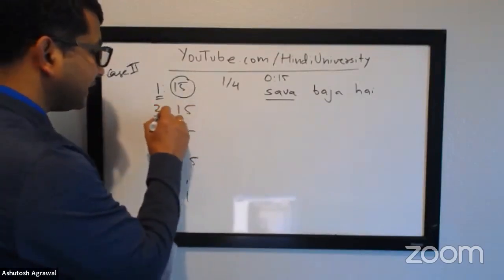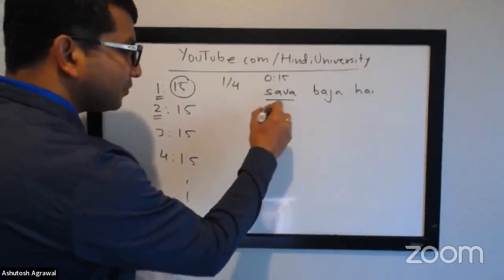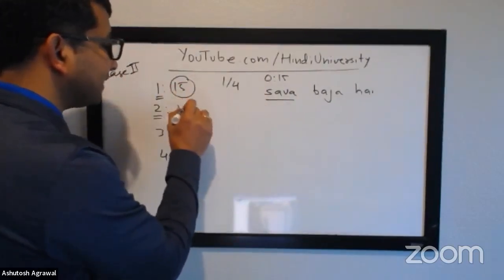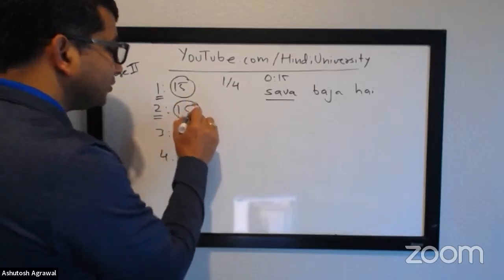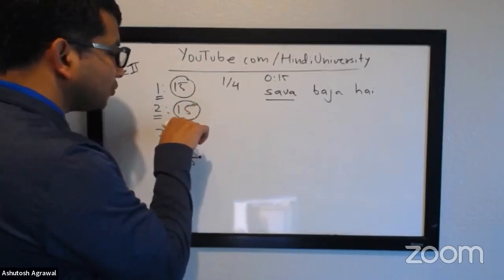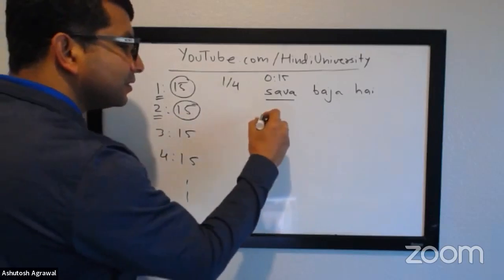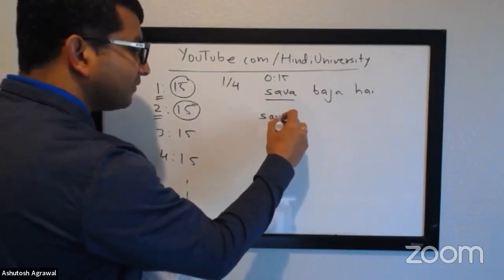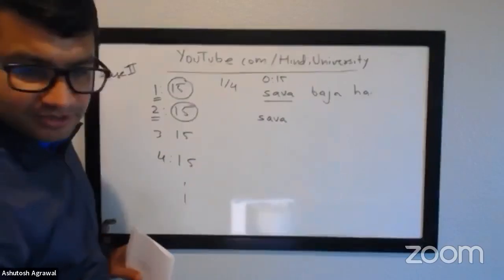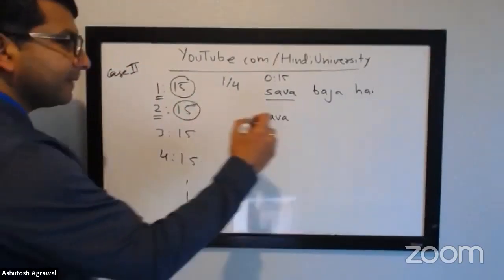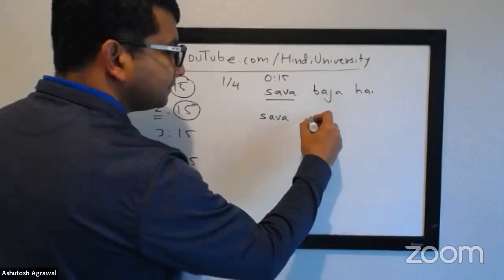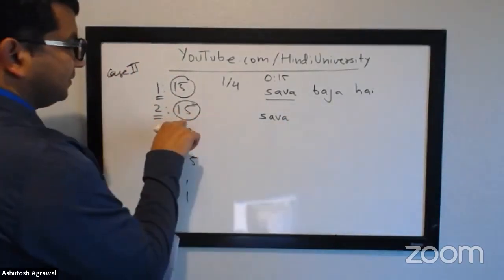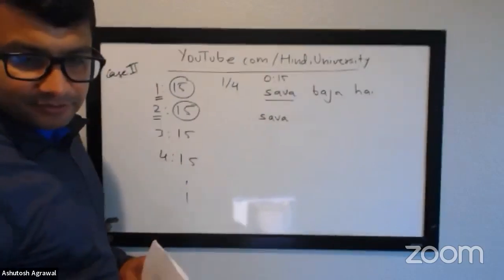The next one, just like this. In English, you will say 1:15. In Hindi, you typically say this part first. So it's 15 after 2. So it's sava. Let's see. Sheila ji, it will be sava. Fifteen after two. You have to unmute yourself.